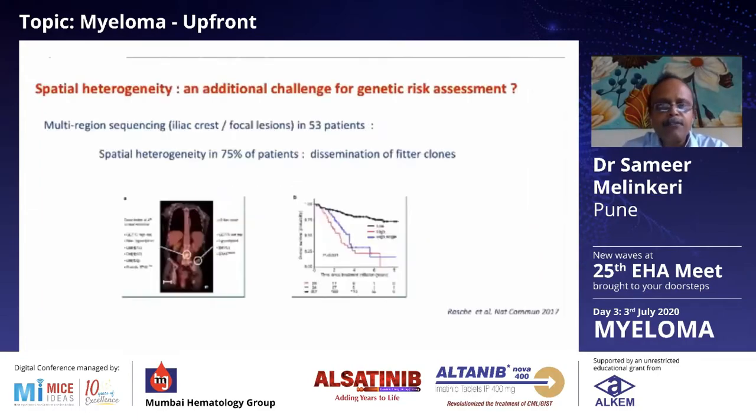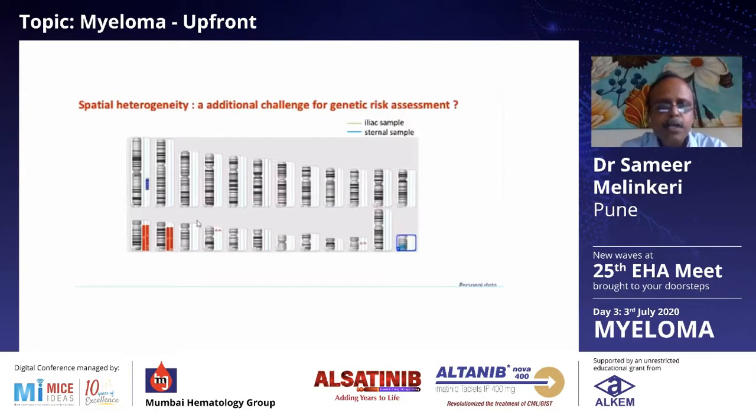And to complicate matters further, there is something called spatial heterogeneity, wherein myeloma is sometimes a focal disease, unlike in leukemia. You may have a situation where the iliac marrow shows different genetic markers as compared to the sternal marrow, for example. There is a spatial distribution in the clones. This shows the same thing, that they found an abnormality in the sternal sample and not in the iliac sample.